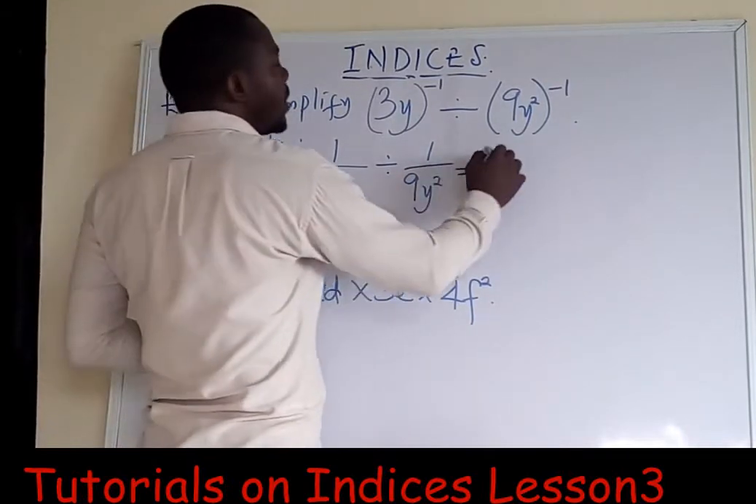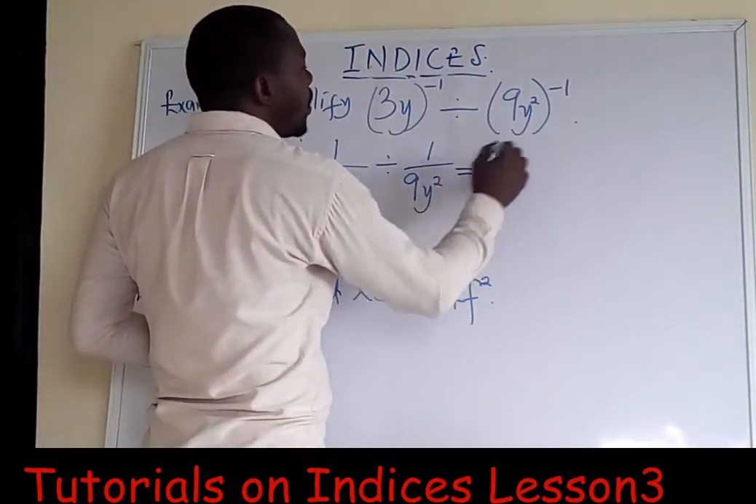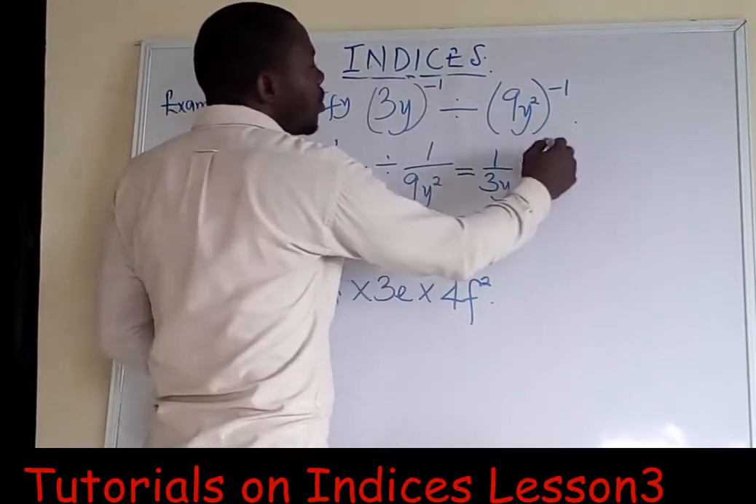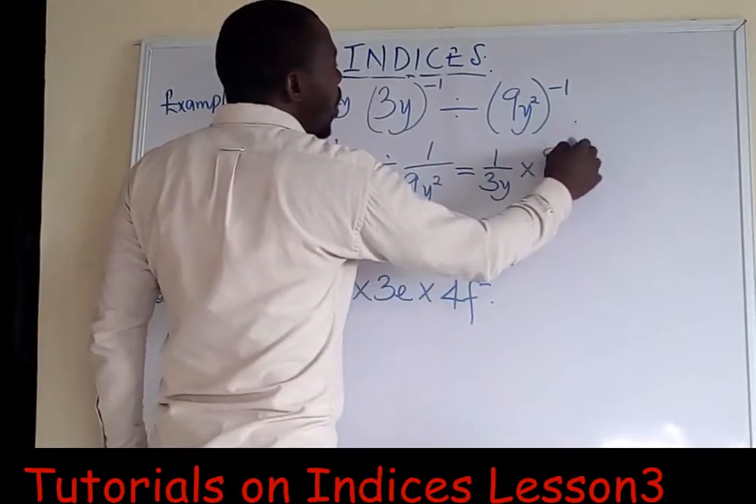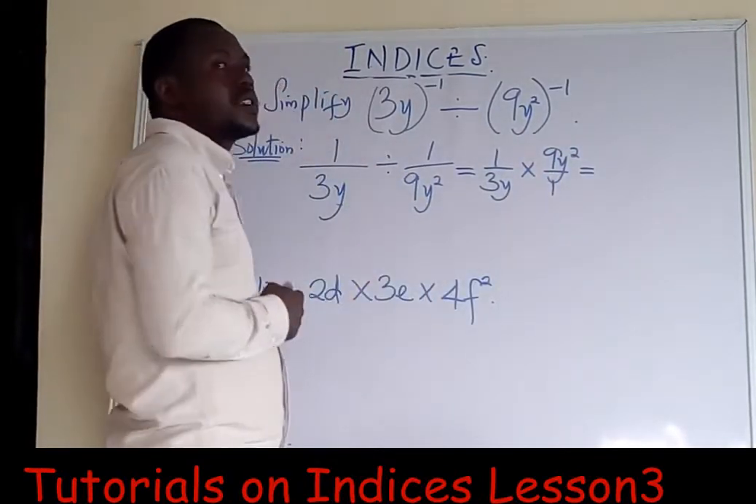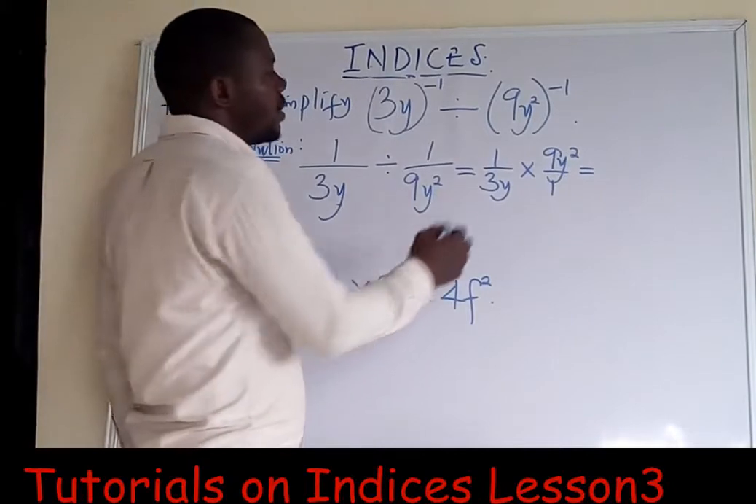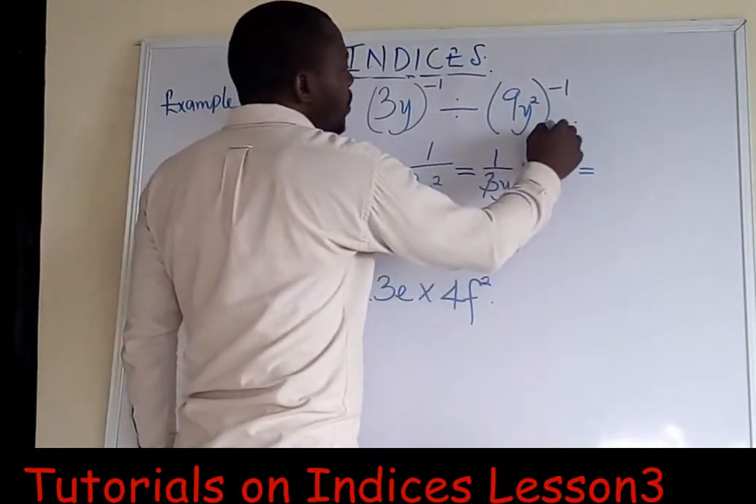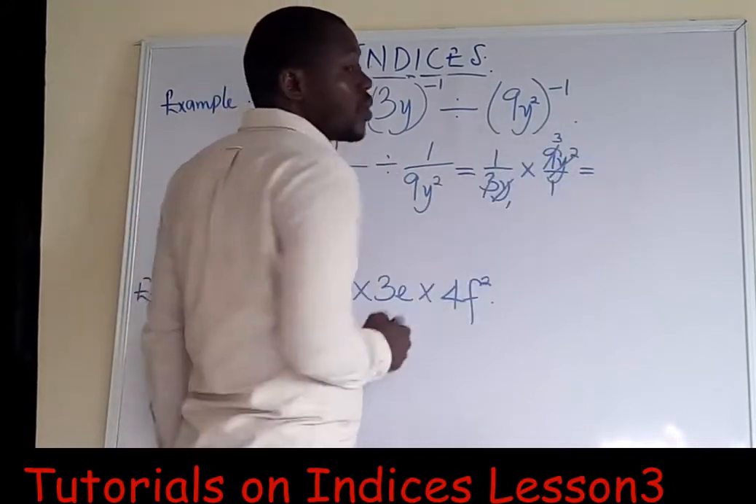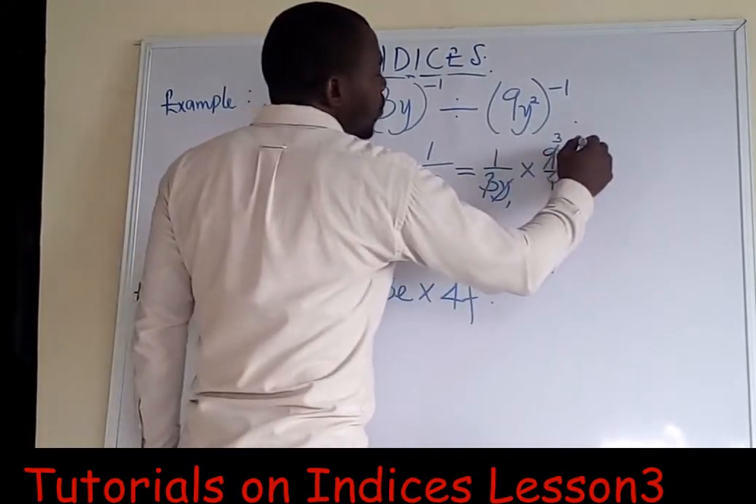So what am I going to do here? I'll write it here, and it's 1 over 3y multiplied by, I'm trying to change this one. This one will go up and that one will come back. We have 9y squared over 1. So we can cut these numbers like this. 3 here, 3 here, 3. And then y here, 1. When you cut out 1y here, you have 1y.